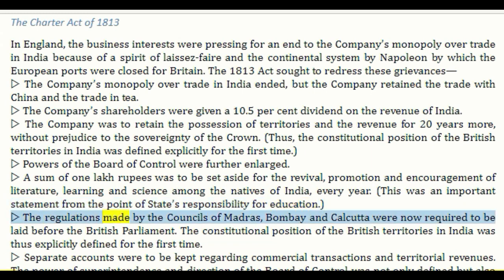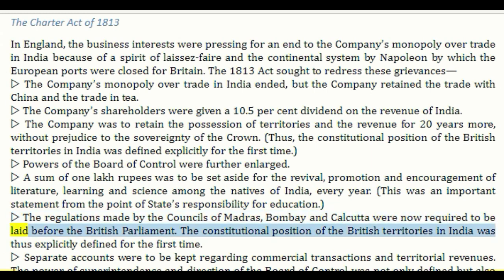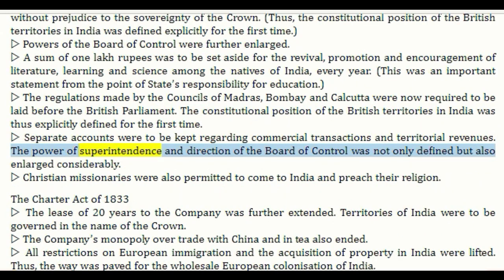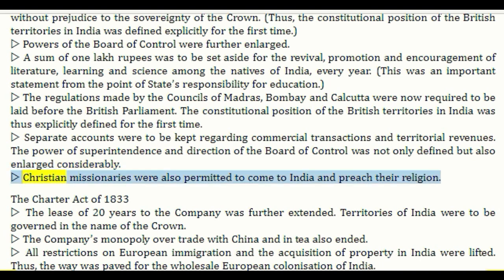The regulations made by the councils of Madras, Bombay and Calcutta were now required to be laid before the British Parliament. The constitutional position of the British territories in India was thus explicitly defined for the first time. Separate accounts were to be kept regarding commercial transactions and territorial revenues. The power of superintendence and direction of the Board of Control was not only defined but also enlarged considerably. Christian missionaries were also permitted to come to India and preach their religion.